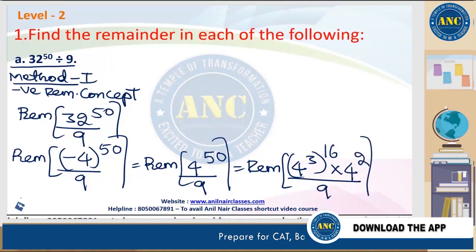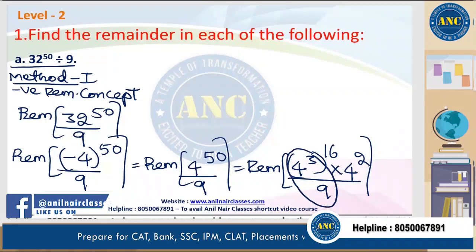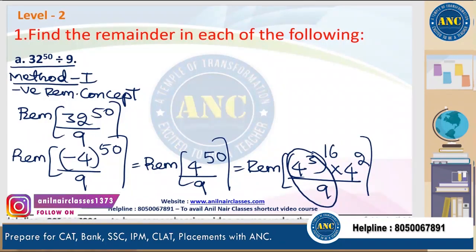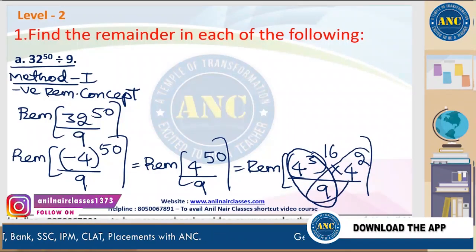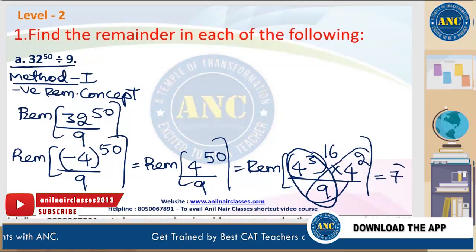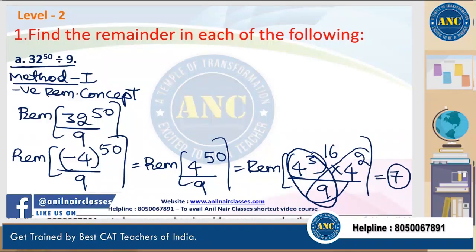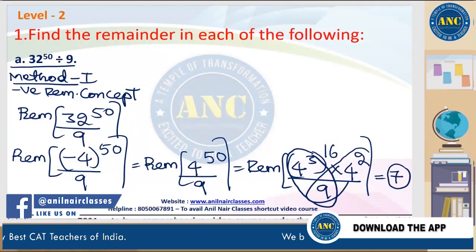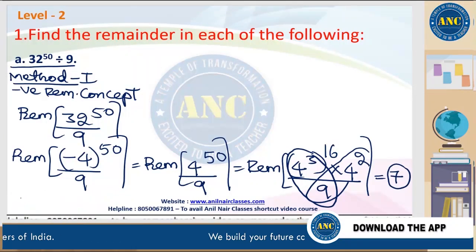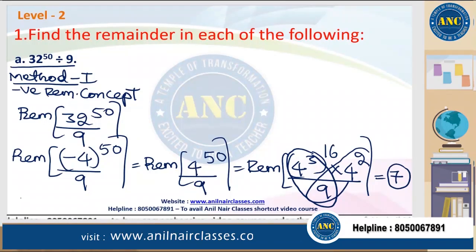Why am I doing 4 cube? 4 cube is 64. 9 sevens are 63. Remainder is 1. 1 power 16 into 4 square, 16 divided by 9, 9 ones are 9. Remainder is 7. 1 into 7 is 7. This method we discussed yesterday in the class. I am just repeating it in case students want a revision.